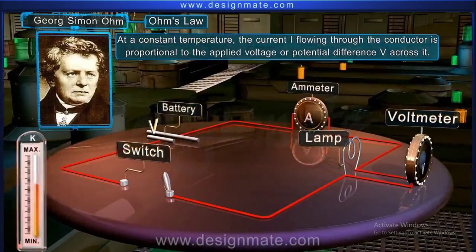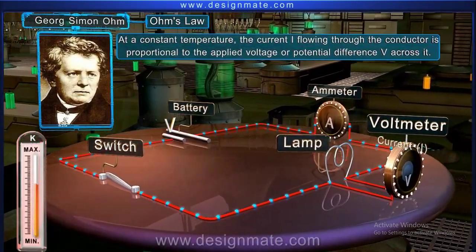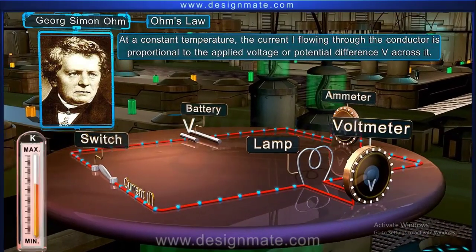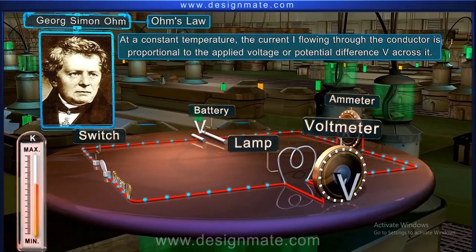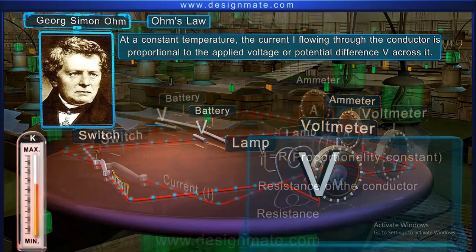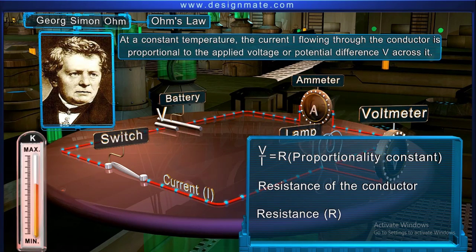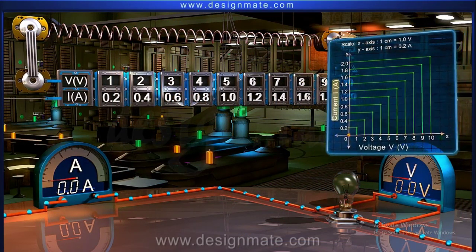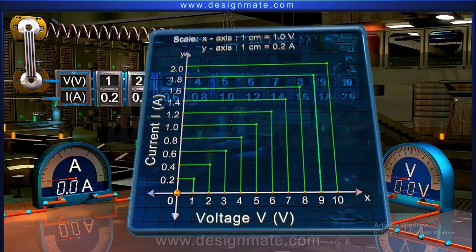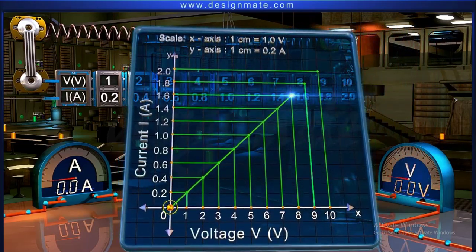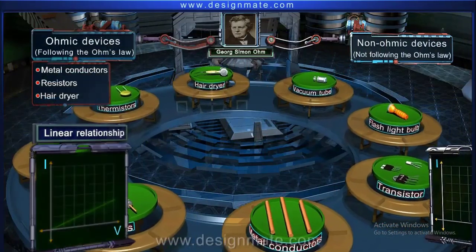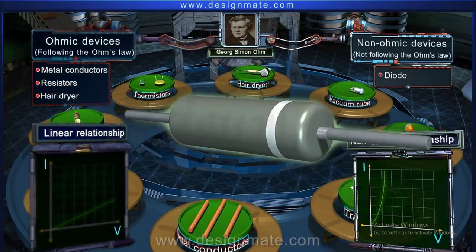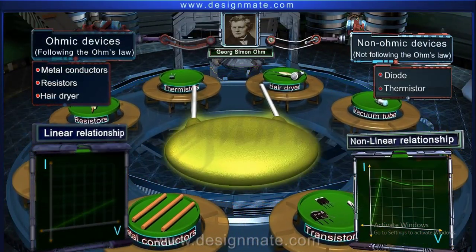Summary: at a constant temperature, the current I flowing through the conductor is proportional to the applied voltage or potential difference V across it. Resistance is defined as the ratio of the applied voltage to the current carried by the conductor. For ohmic devices, the plot of current I versus voltage V is a straight line, indicating that the relationship between current and voltage is linear, while for non-ohmic devices, the relationship is a non-linear one.